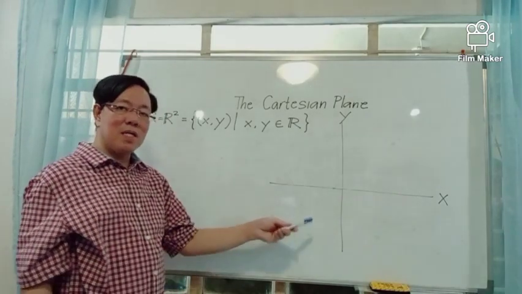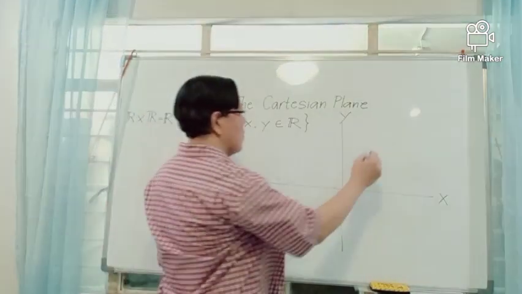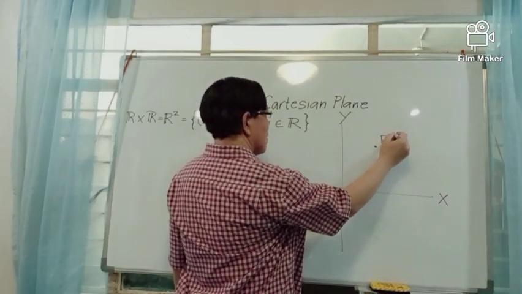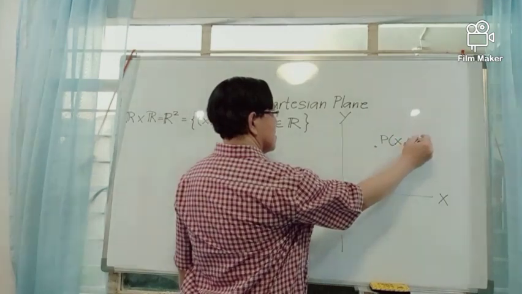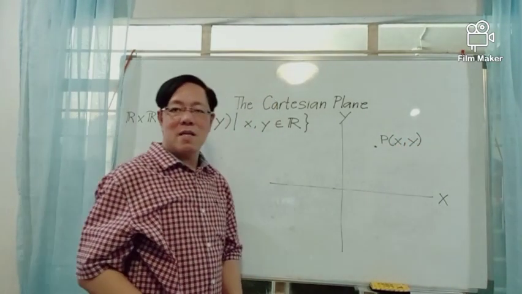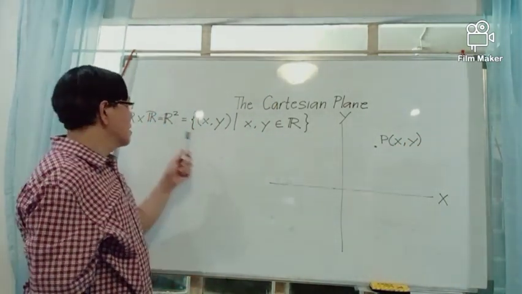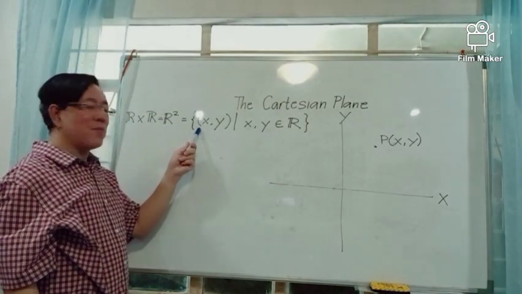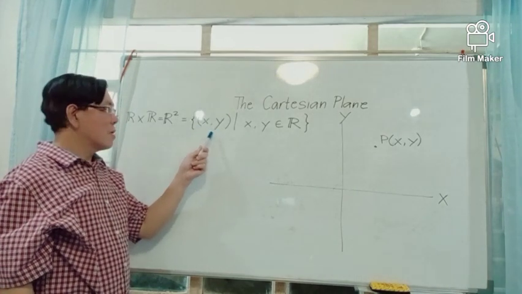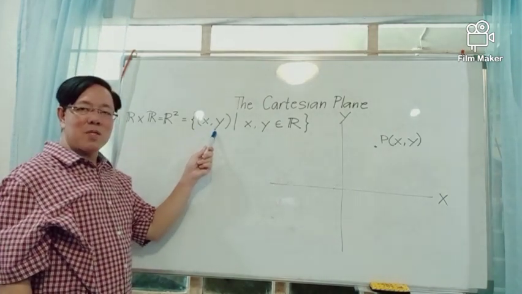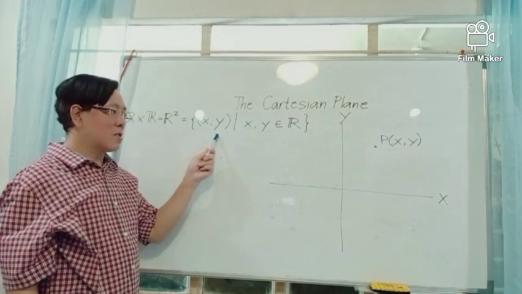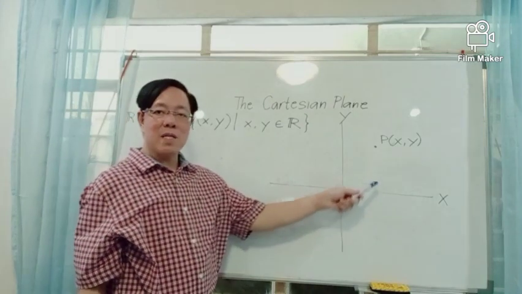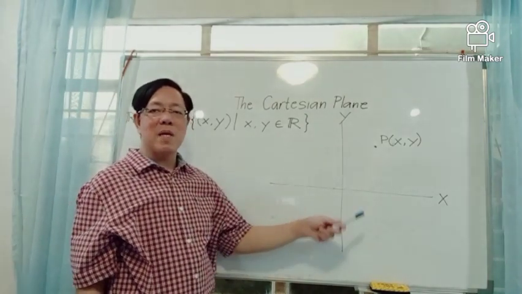The Cartesian plane is a set of ordered pairs of numbers, or we simply say the Cartesian plane is a set of points. The Cartesian plane R2 is a set of ordered pairs of numbers. These ordered pairs of numbers are points in the Cartesian plane. The Cartesian plane consists of infinitely many points.